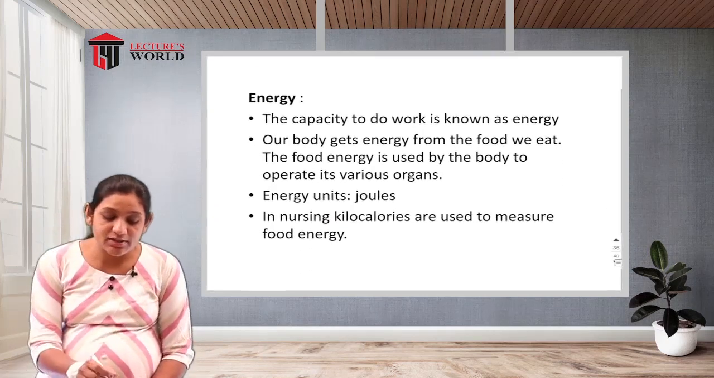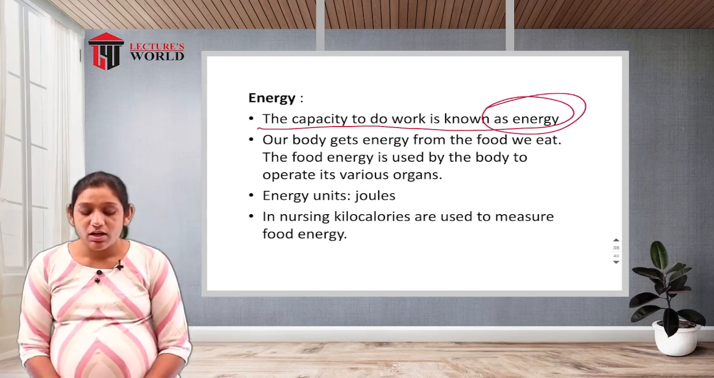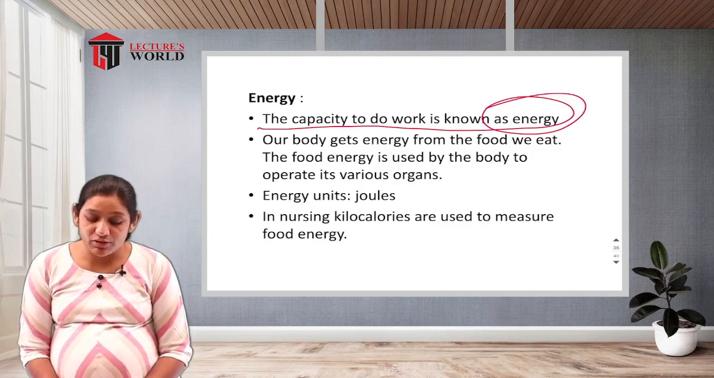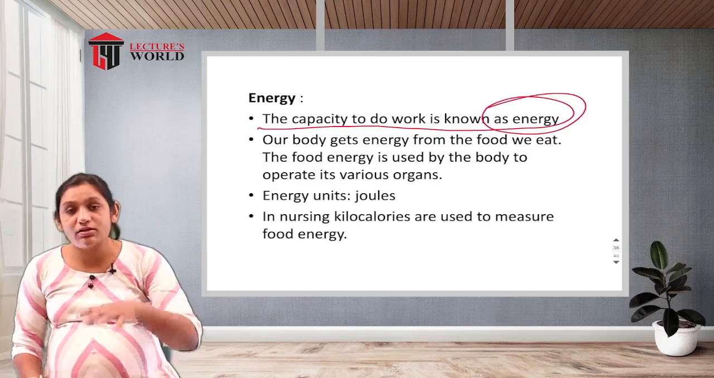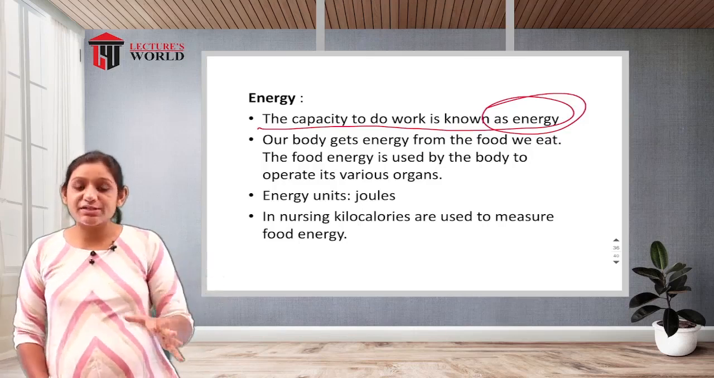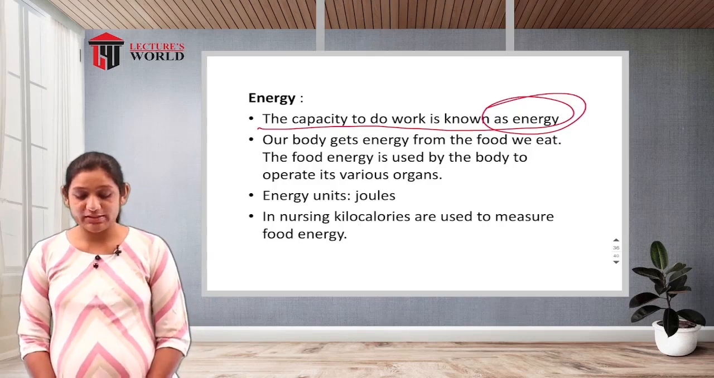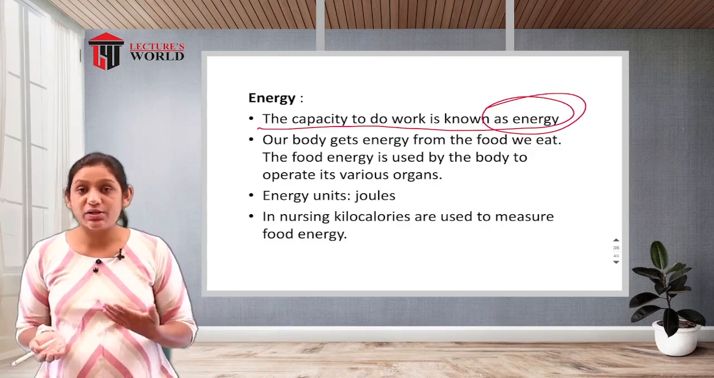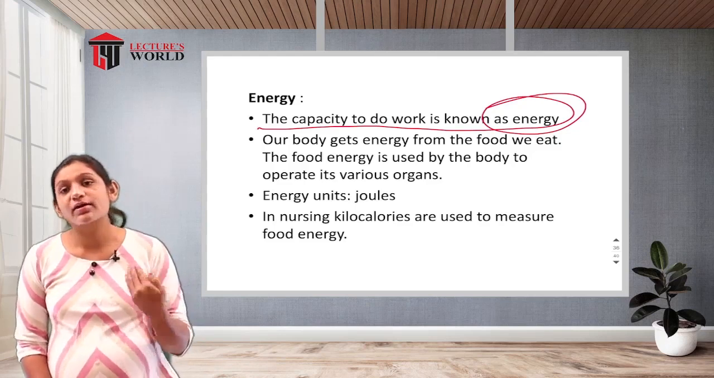Energy is the capacity to do work, which is known as energy. Our body gets energy from the food we eat. The food energy is used by the body to operate its various organs, which means whatever type of food we take is converted into energy and nourishes our organs. This is our end product.